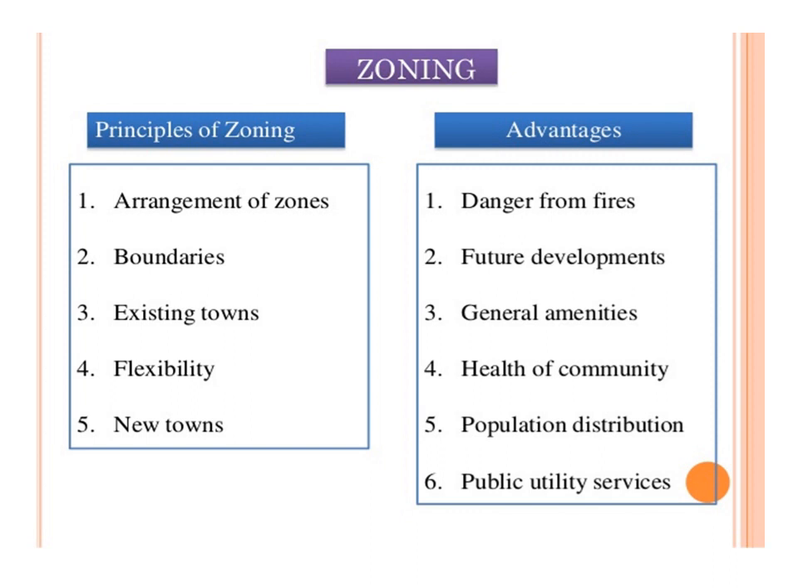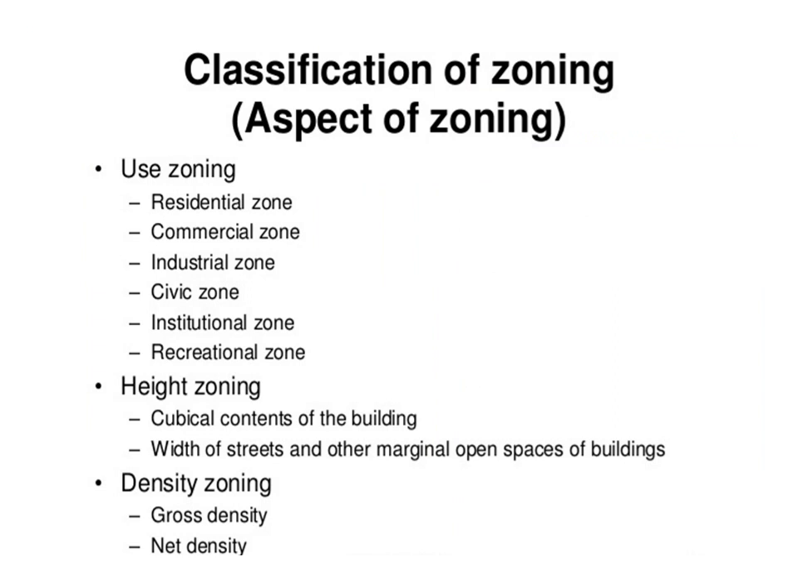Then classification of zoning, that is use zoning. It includes residential zone, commercial zone, industrial zone, civic zone, institutional zone and recreational zone. Whereas height zoning includes cubical content of the building, width of street and other marginal open spaces of building are considered. Whereas in case of density zoning, gross density and net density is to be considered.